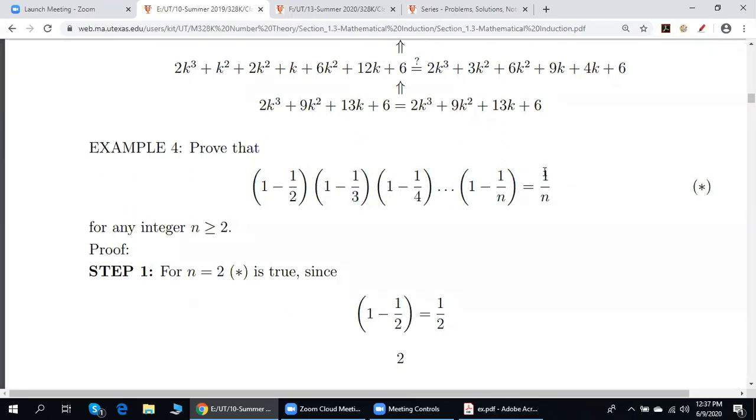The right-hand side is 1/2. Of course, 1 minus 1/2 is equal to 1/2. Step 1 is done.